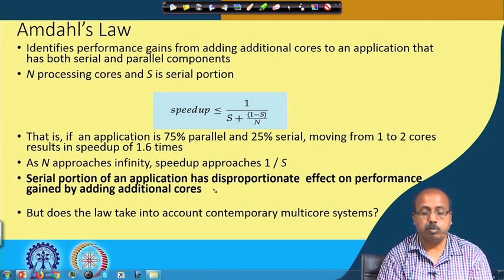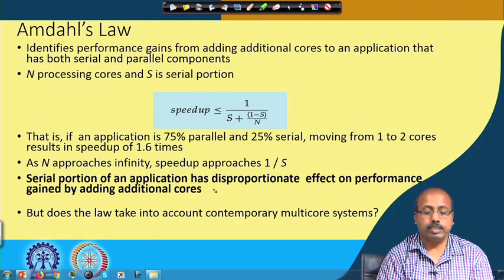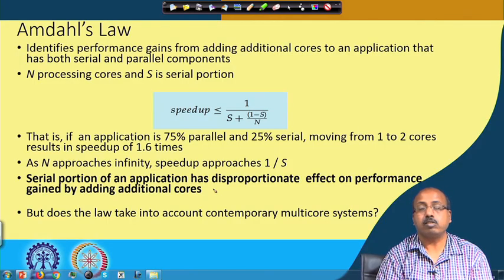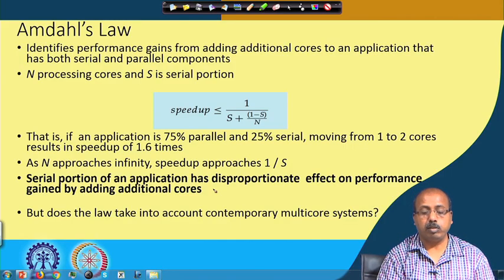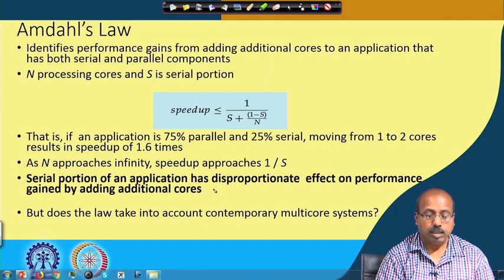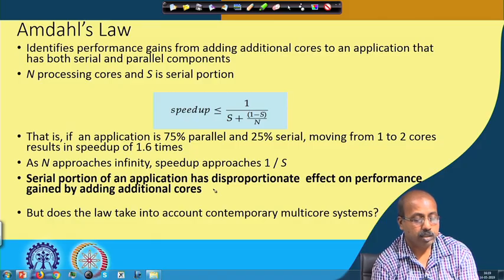So, if the sequential portion is more, then naturally the speed up will be less. If a program is 100% sequential, then even if you put an infinite number of cores, the speed up will remain 1 only. So, that is the idea of Amdahl's law.